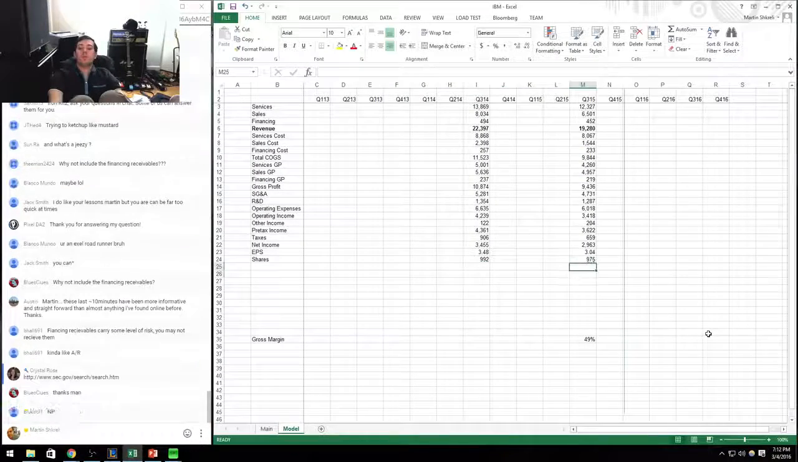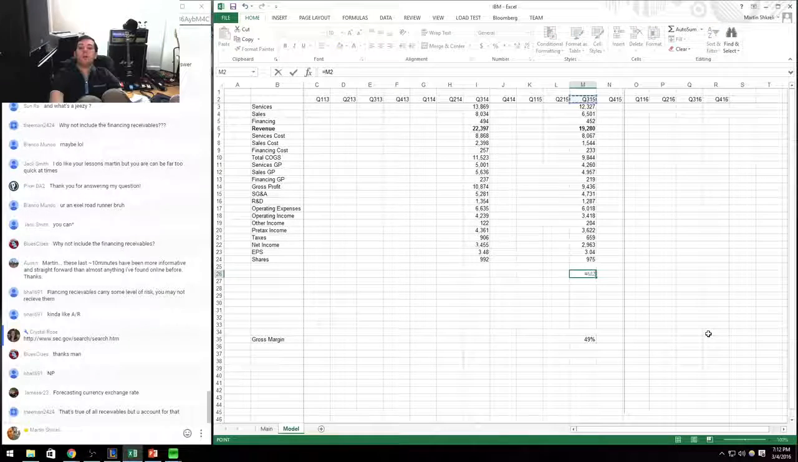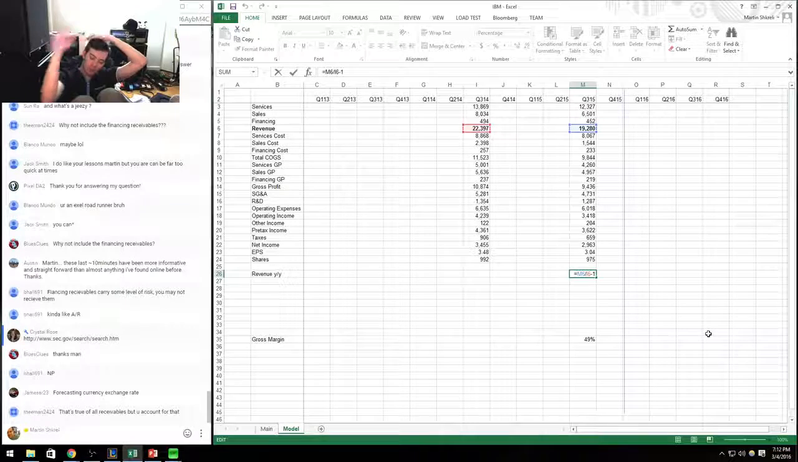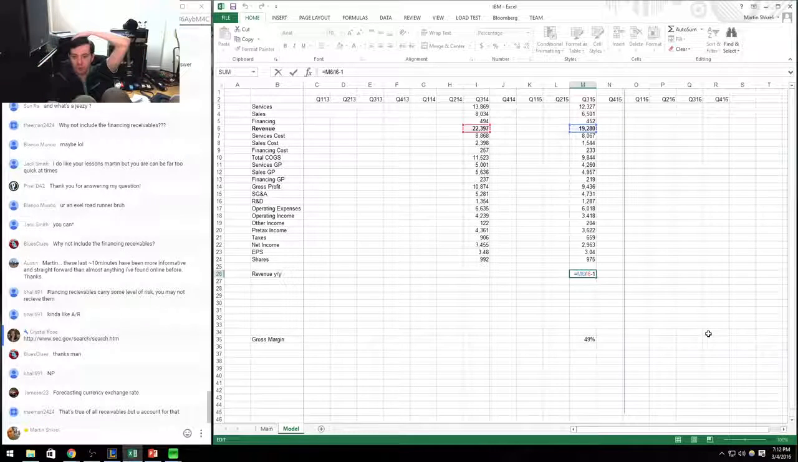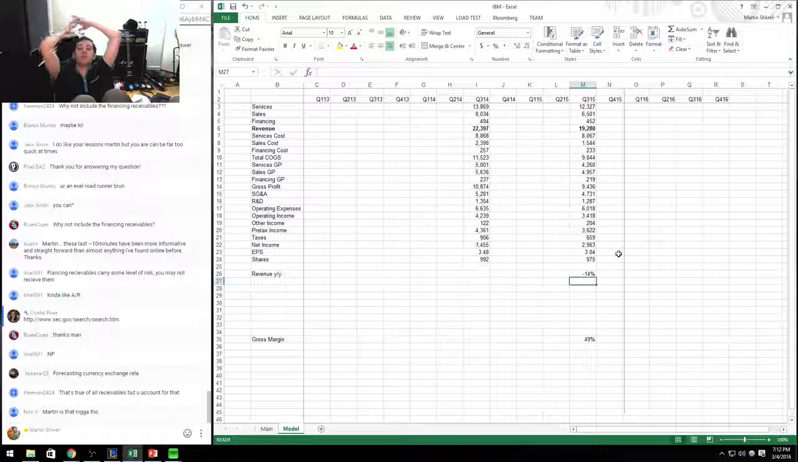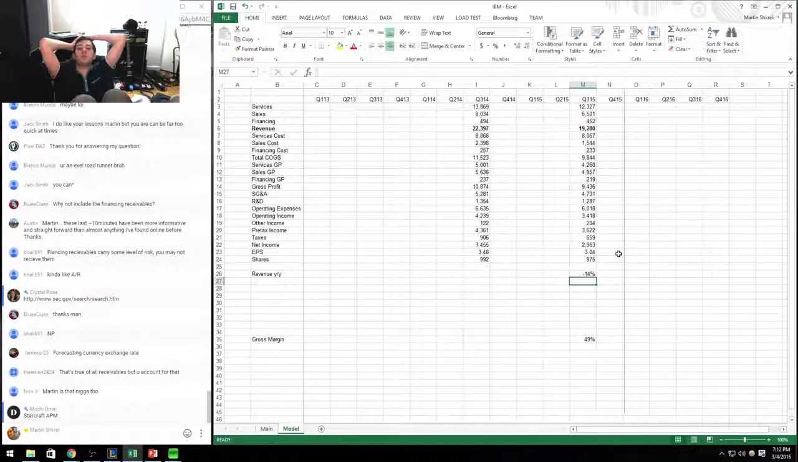Okay, so we can see that IBM's revenue dropped 14% year over year. New divided by old minus 1 gives us the change. So new is M6, 19 billion. Old is I6, 22 billion. And expressed as a percentage, that's negative 14%. So obviously this company is shrinking.